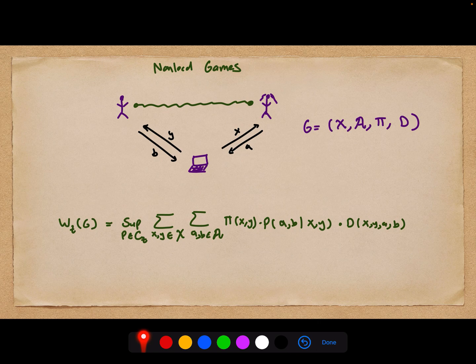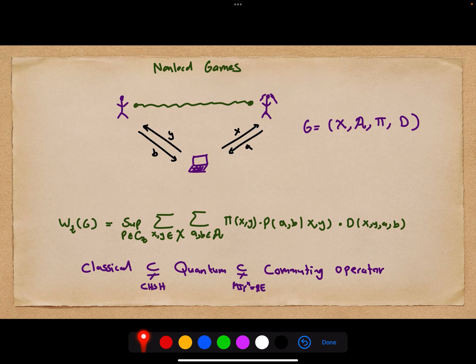And a game is defined via the question and answer sets that the questions and answers can come from, a probability distribution over the questions, and a decision predicate that the verifier computes to decide if a given round of the game has been won by the players. The three main classes of strategies that are usually studied are the classical ones, namely when there's no quantum entanglement between the players, the finite dimensional quantum or tensor product quantum ones, where it models the situation where Alice and Bob use finite dimensions of entanglement, and the commuting operator model, which captures a situation where Alice and Bob share an infinite amount of entanglement.